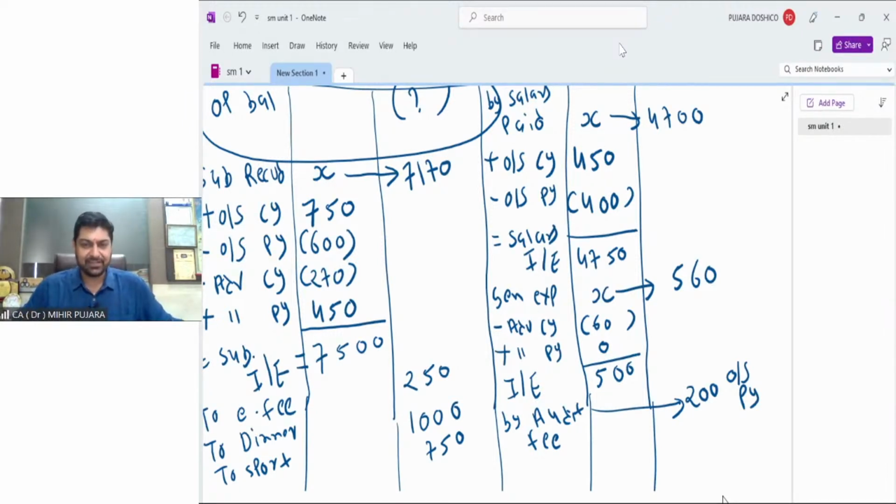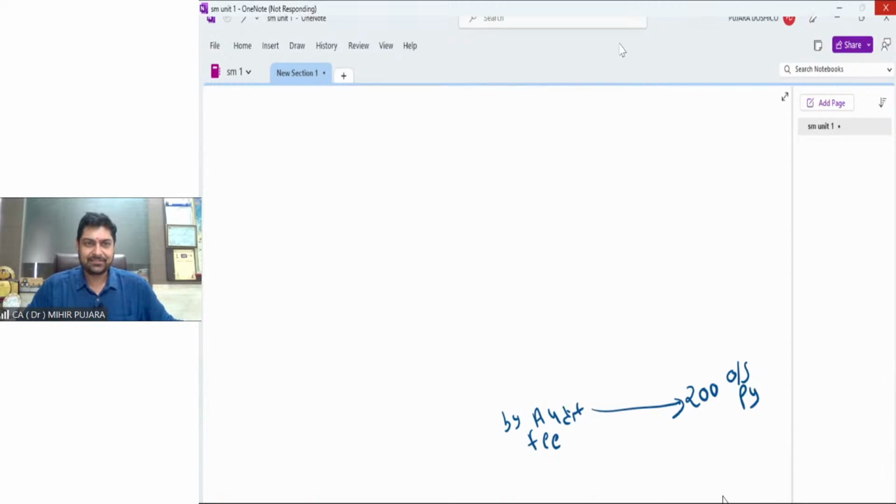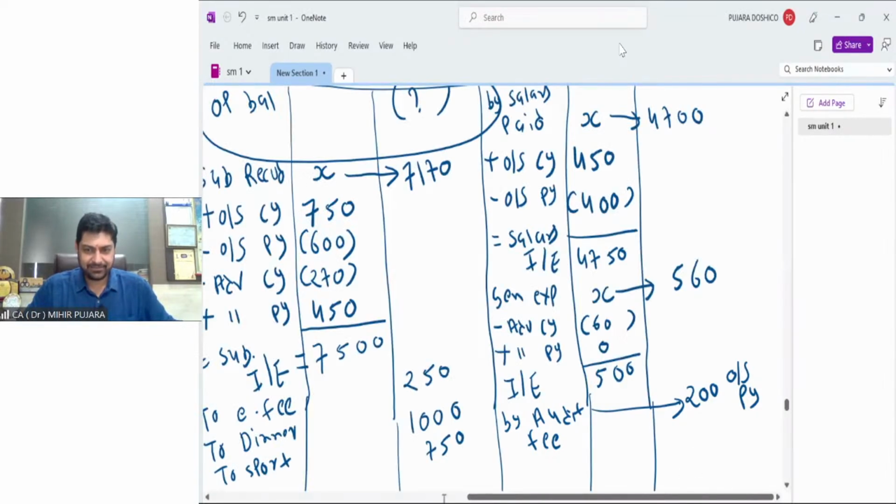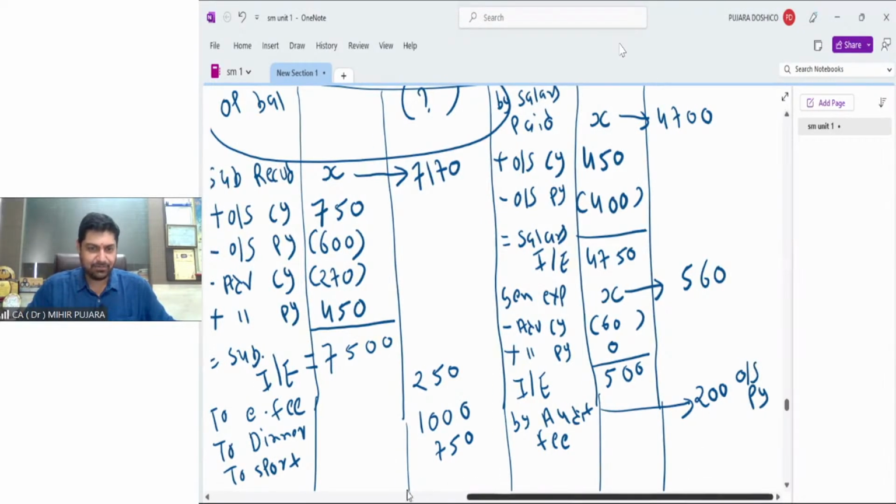पिछले साल का आउटस्टैंडिंग। So 200 is in RNP. Okay. Let's move to the next point.